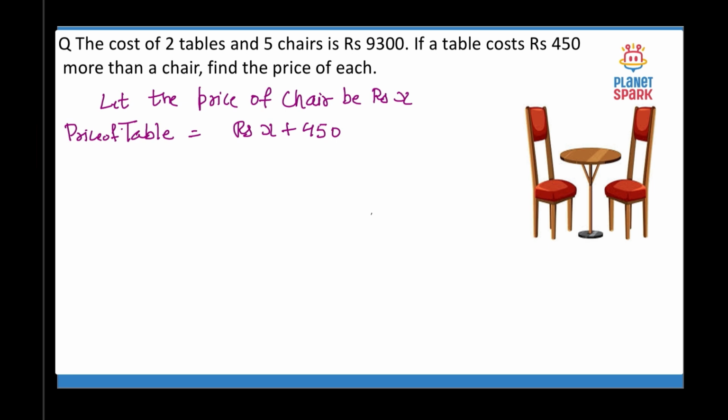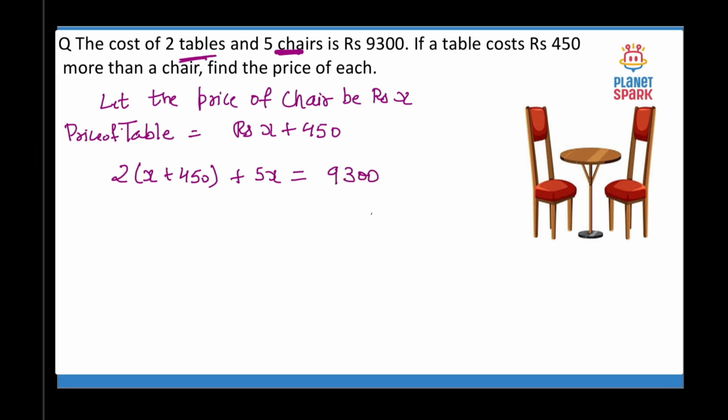Further, the question also states the cost of 2 tables and 5 chairs. So that means we have bought 2 tables. One table costs x plus 450. So 2 tables will cost 2 into x plus 450. And 5 chairs. One chair costs x rupees. So 5 chairs will cost 5x rupees. Together the total cost is 9,300 rupees.